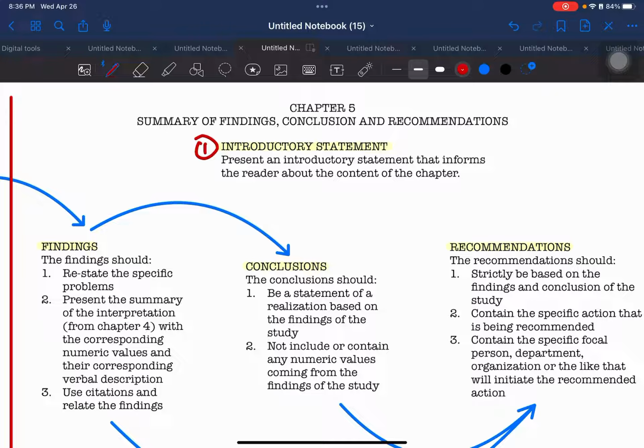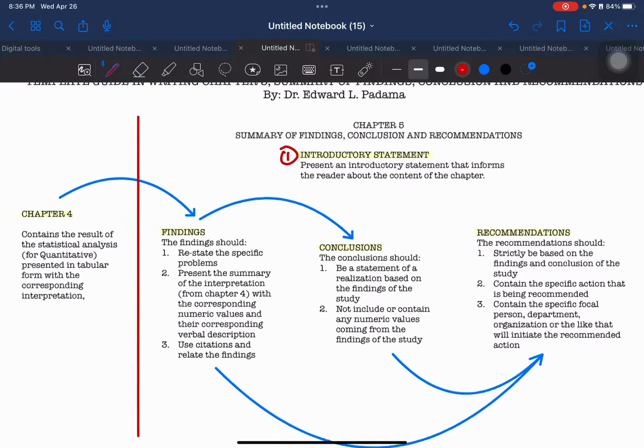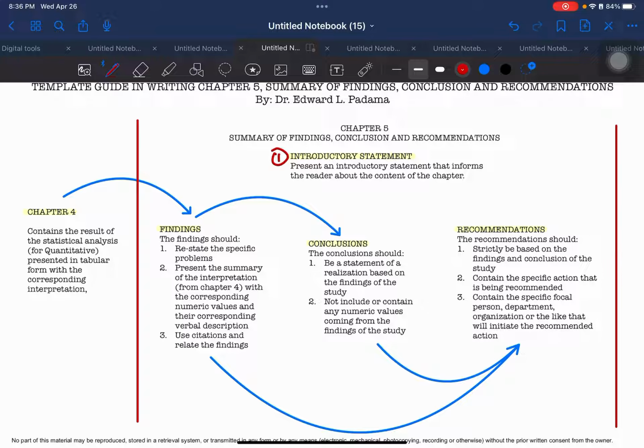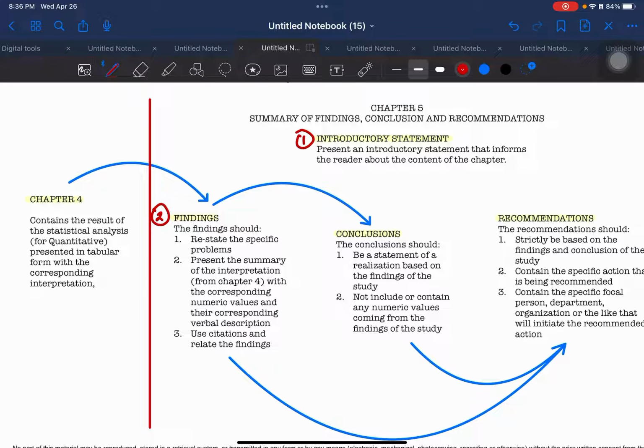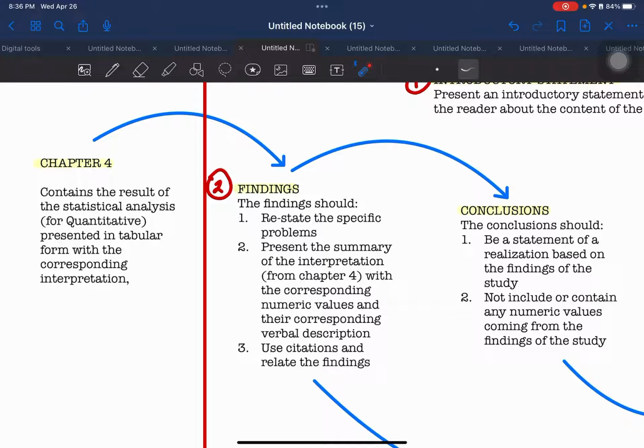The next part of chapter 5, and we will be using the following, is the findings of the study. What are the findings of the study, or the summary of findings? So, this is the second part. The purpose of the following arrows is that for you to be able to trace the basis for every part. So in this case, the findings of the study are based on chapter 4, based on this arrow. Again, when you write the findings of the study, always remember that the content of the findings should be based on chapter 4.